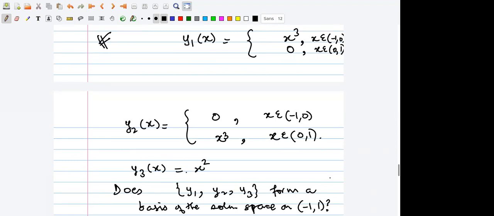Because if you do C1 y1 plus C2 y2 plus C3 y3, let's just break it up into intervals. So in -1 to 0, you'll get C1 x cube plus C2 x square, and in 0 to 1 you'll get some D1 x cube plus D2 x square. So then again, if they are linearly dependent, breaking into intervals won't work. Why would it not? If you break into intervals, you can get C2 not equal to 0.